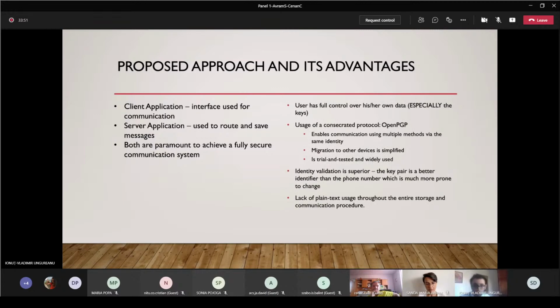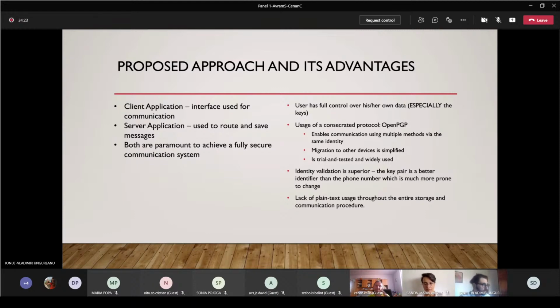What are the advantages of the proposed application? Well, we have full control over our data. A lot of applications use this public-private key combination. However, they do not give us the control over the keys. The keys are our own data. We should be able to do with them as we see fit. The usage of the consecrated protocol also means that the person using it for a long time for electronic mail can easily migrate to the application.